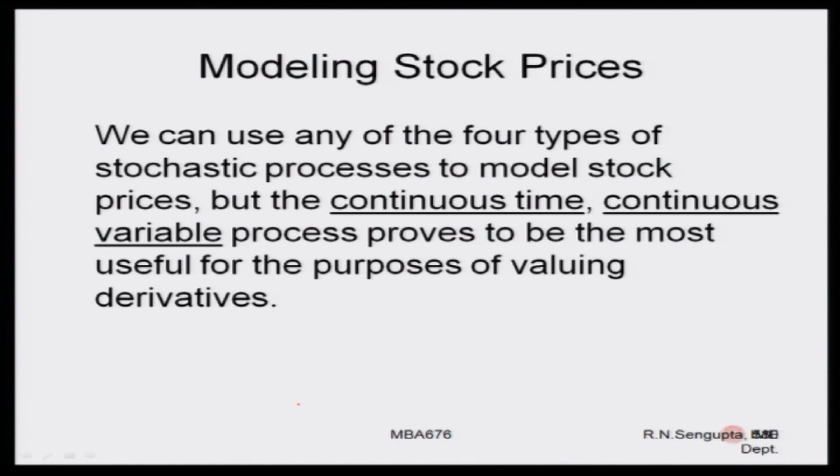We can use any of the four types of stochastic process to model the stock prices, but the continuous time continuous variable process proves the most useful one and easy for us to understand in order to model the stock prices.